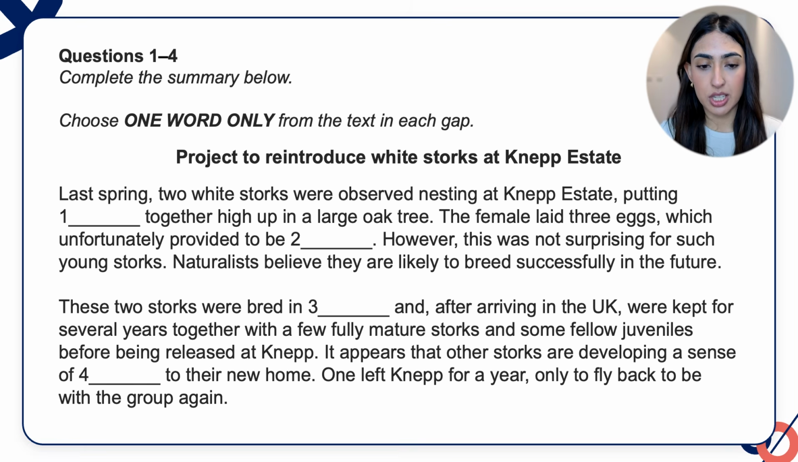Here's our summary completion task. It's titled, Project to Reintroduce White Storks at Knepp Estate. Let's apply the method together now. Do you remember the first step in our E2 method? That's right, check instructions. Remember to read them carefully because they contain valuable information about how many words or numbers you can use, where to take them from, and where your answers need to go.